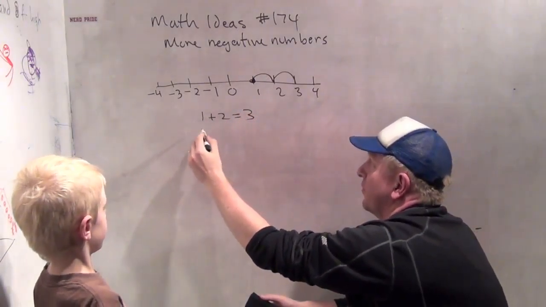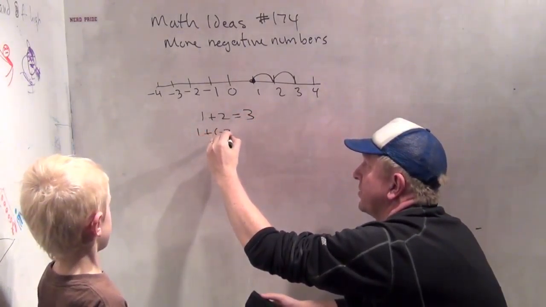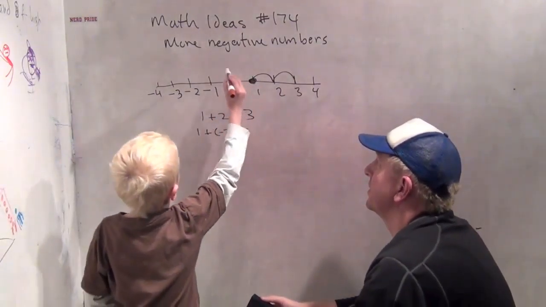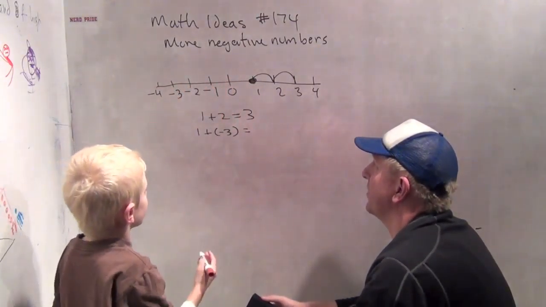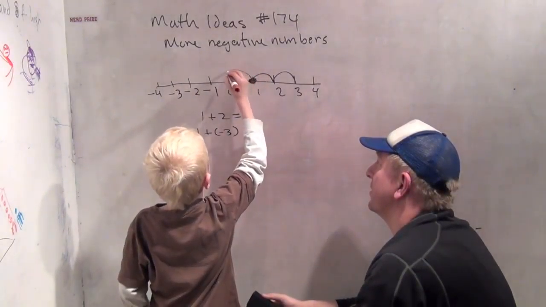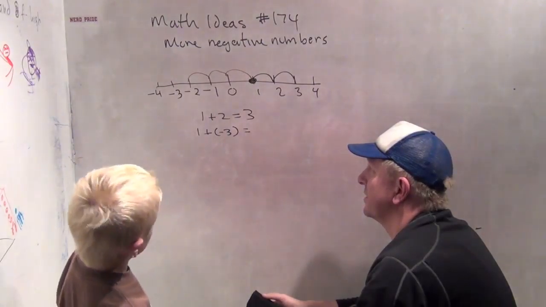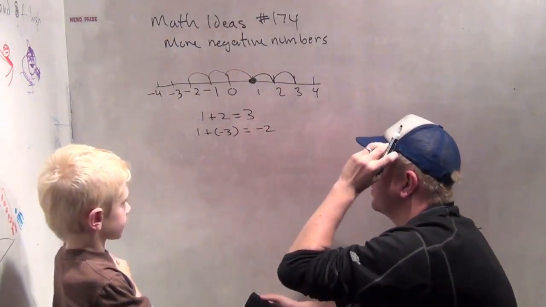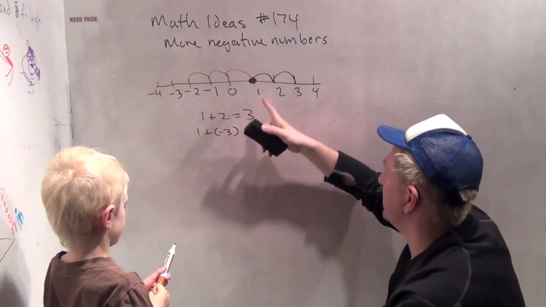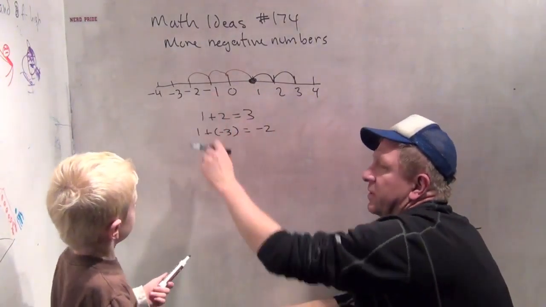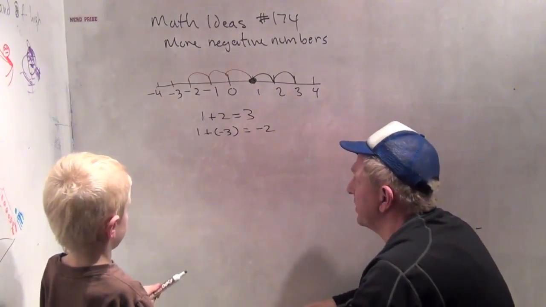And 1 plus minus 3 means we start at 1, but where do we go? We go that way. Hop like a frog. Minus 3. 1, 2, 3. So 1 plus minus 3 is minus 2. The only difference is when you add a negative number, you go that way, because the negative numbers go that way. That's all it is about negative numbers.